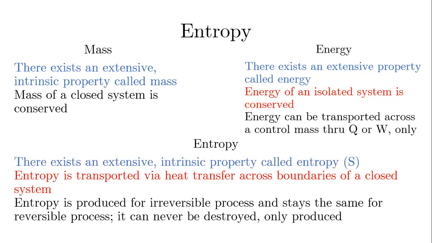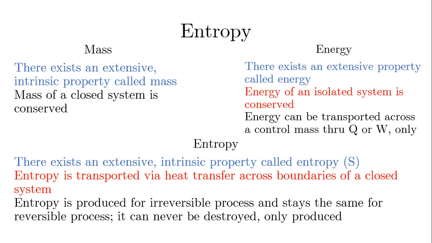Well, let's do the same thing for entropy. So we'll say that entropy is an extensive and intrinsic property, and we'll call it S, okay? And we will say that entropy can only be transported via heat transfer. The only way for me to get entropy in and out of a system is through heat transfer, for a closed system, okay?